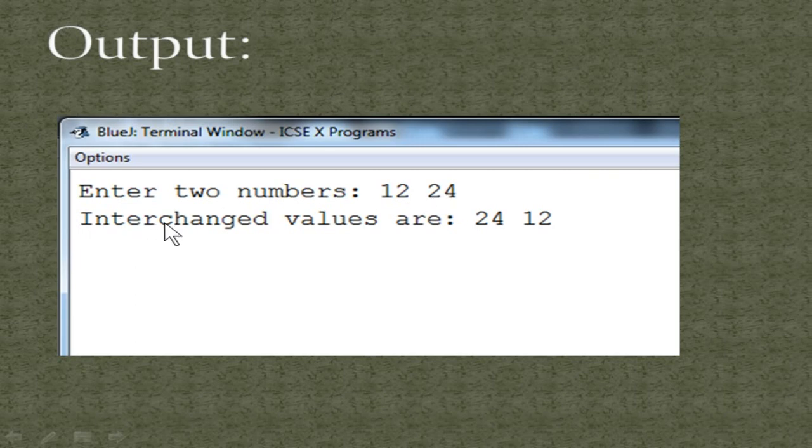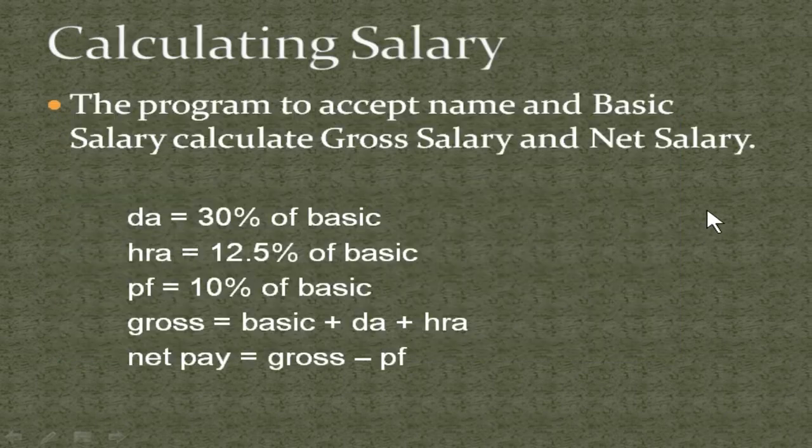Automatically it will process it and execute the output statement. Interchange values are 24 and 12. Next program is calculating salary. The program accepts name and basic salary, and calculates gross salary and net salary. For that you have some calculations here.